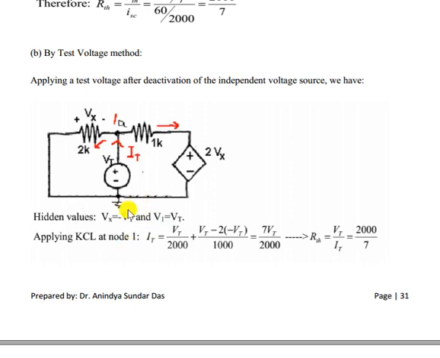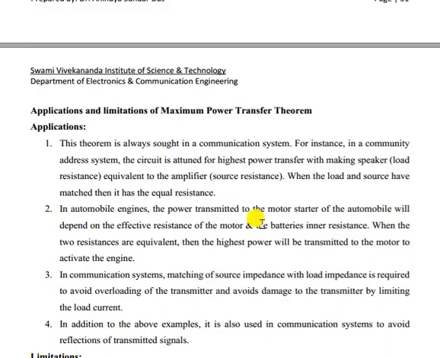Okay. So writing KCL at node 1, you can write Vt by 2k, plus Vt minus 2Vx, and Vx is equal to minus Vt. So you get this expression as IT. So Vt by IT is equal to RTH. Okay, so we got the value of RTH.